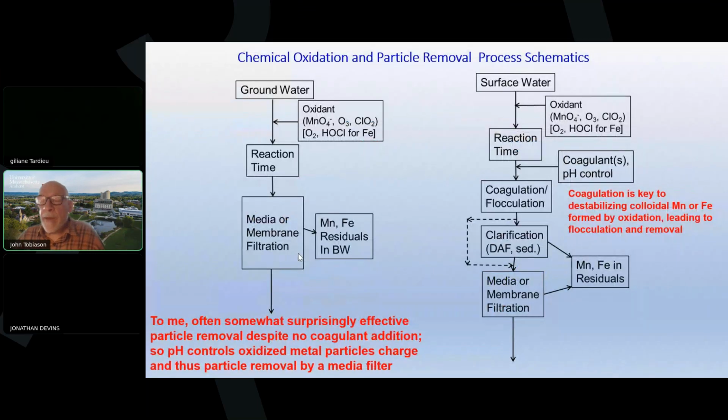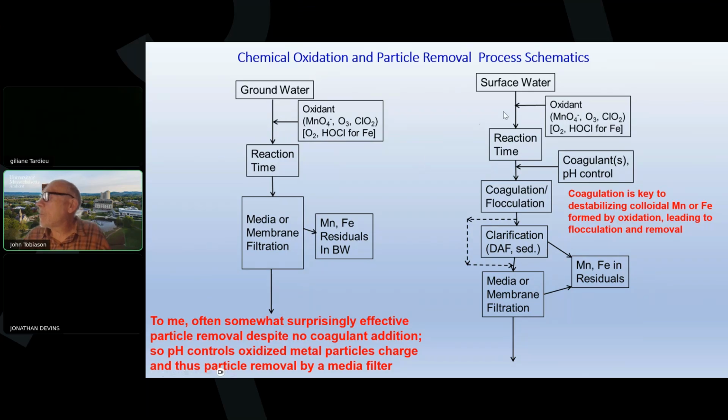So here's an example of chemical oxidation and particle removal. We might have a groundwater, add an oxidant, and make particles, and then remove them with media or membrane filters. And they're surprisingly effective, to me, in some cases. The oxidants for iron can be anything: oxygen, free chlorine, strong oxidants. But for manganese, it must be a strong oxidant. Permanganate, ozone, or chlorine dioxide is needed to oxidize manganese to particles under most pH conditions.